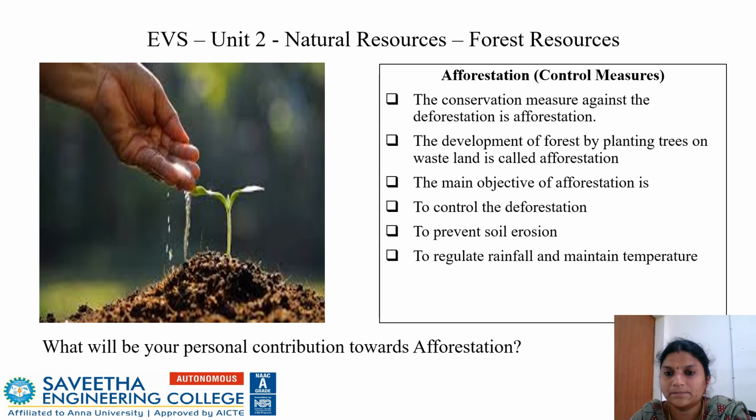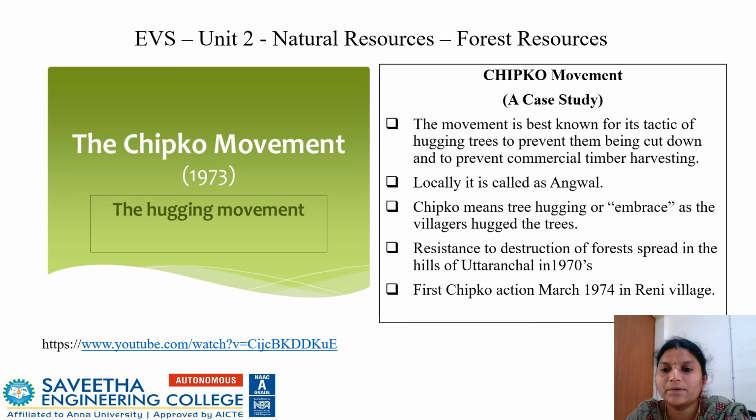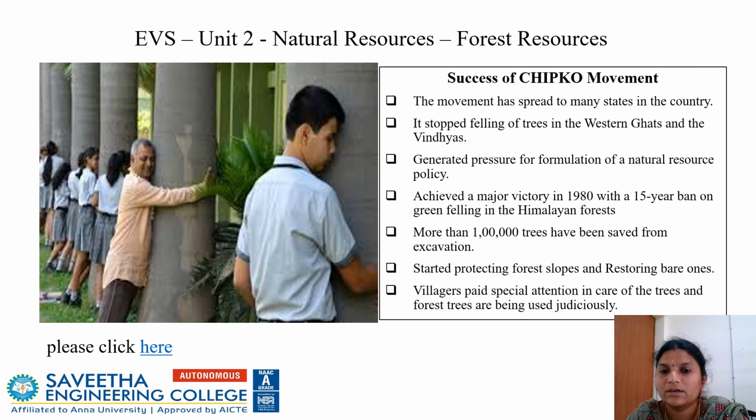Chipko movement is best known for its tactic of hugging trees to prevent them from being cut down and to prevent commercial timber harvesting. It was enacted in the year 1974 in Reni Village. The success of the Chipko movement is that it stopped the felling of trees in the Western Ghats and in the Vindhyas. It generated pressure for the formulation of a natural resources policy. More than a lakh of trees were saved because of this policy.